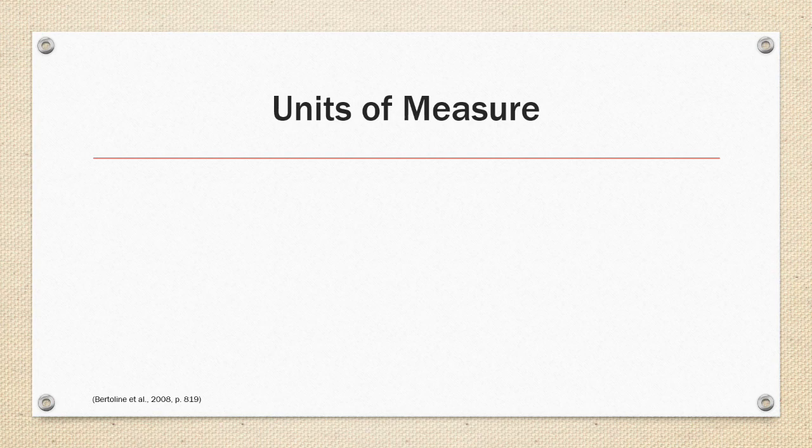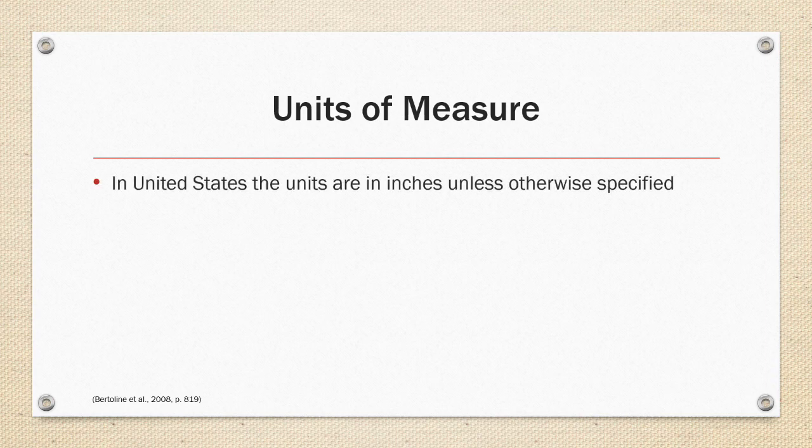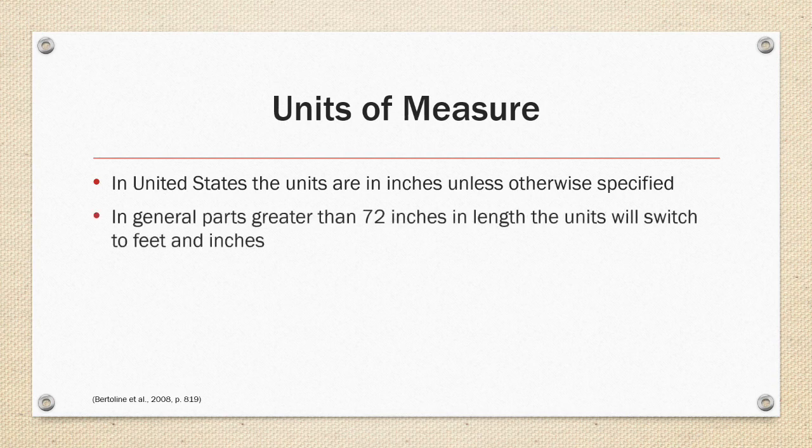Units of measure throughout the world vary. Internationally, metric or SI units are used, but in the US, units are in inches unless otherwise specified on the drawing. As a general rule, once an object reaches 72 inches in length, the units will switch to feet and inches. But this is also industry specific. The aircraft industry, by example, maintains units in inches regardless of feature size.